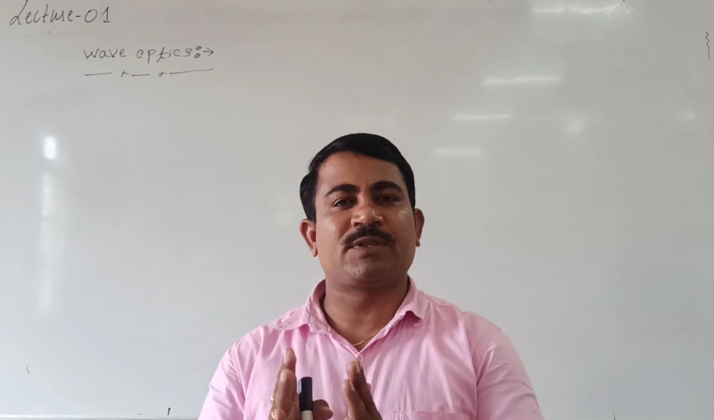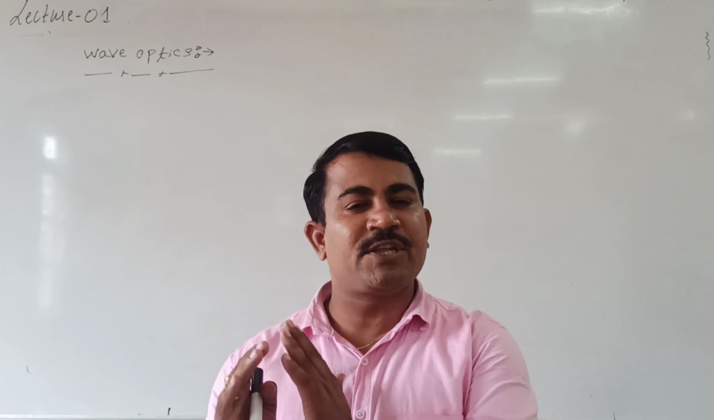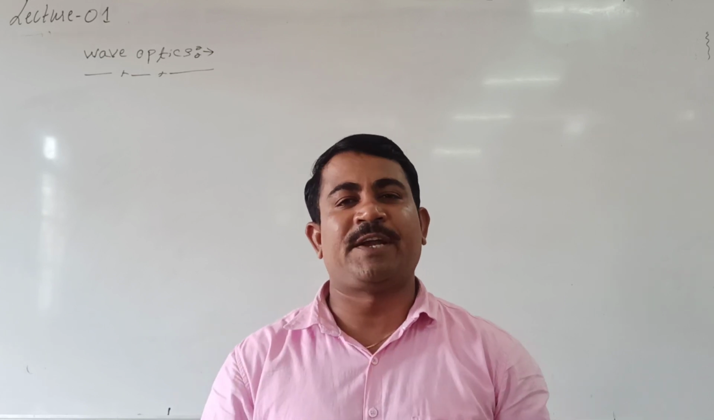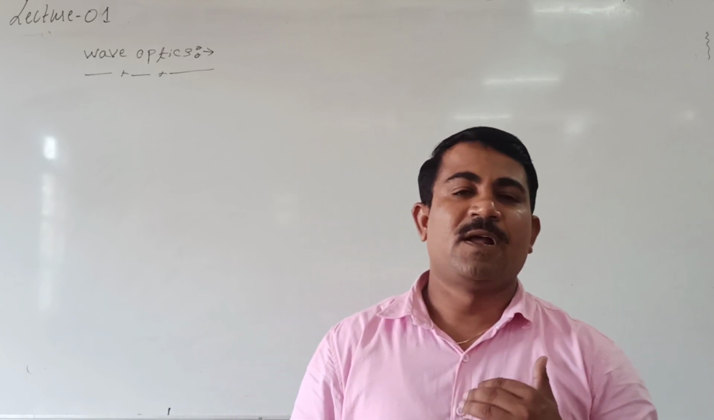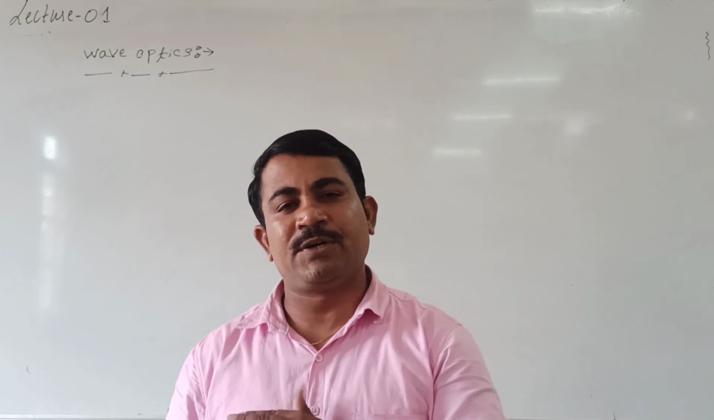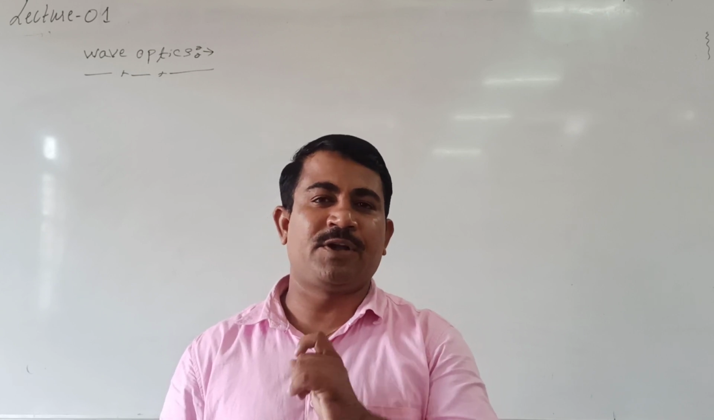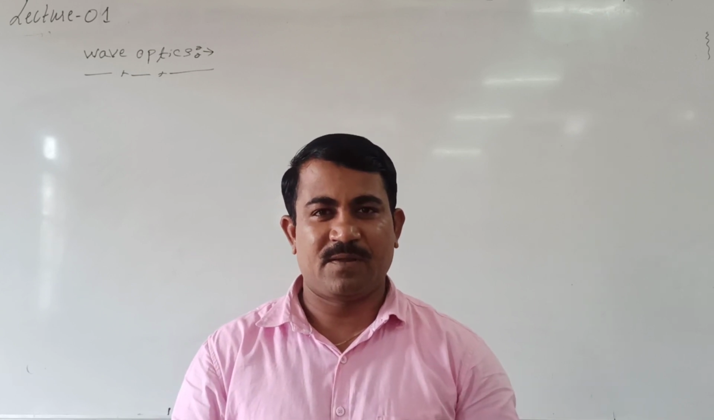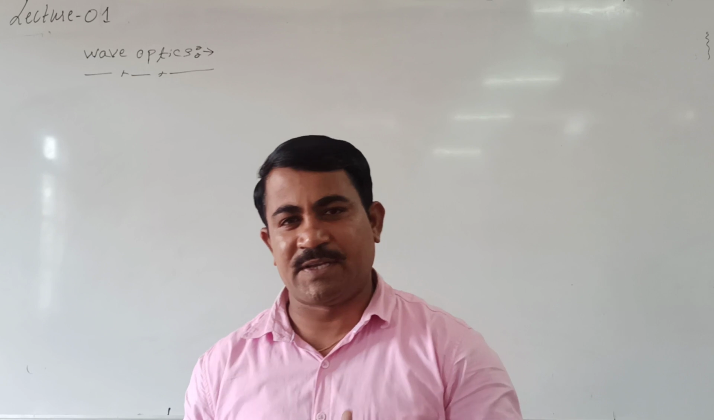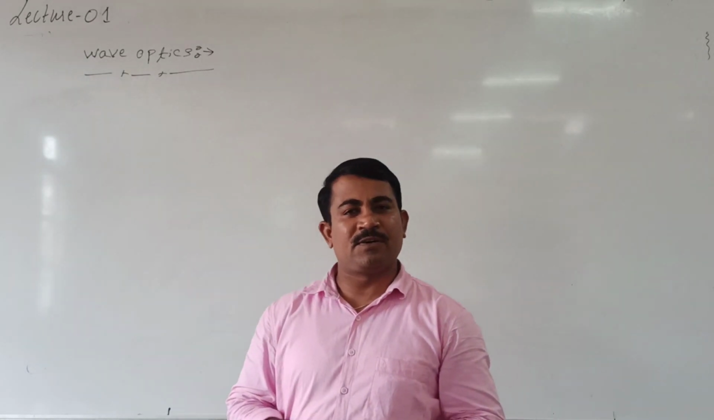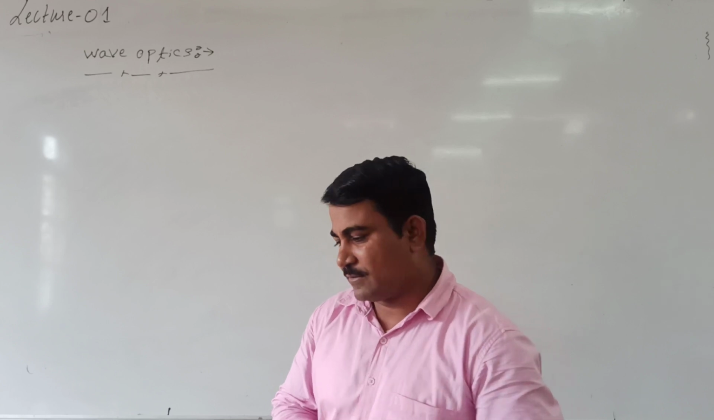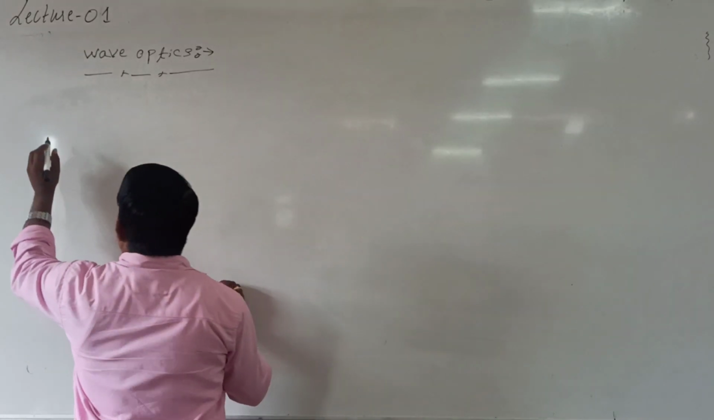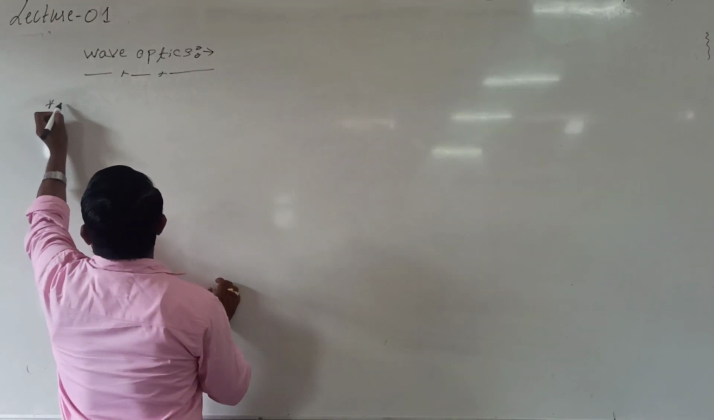Concerning the nature of light and the properties of light, many theories were proposed by different scientists. Let us take the first theory proposed concerning the nature of light, that is Newton's corpuscular theory. What Newton says, that we will see. The first theory proposed concerning the nature and property of light is Newton's corpuscular theory.